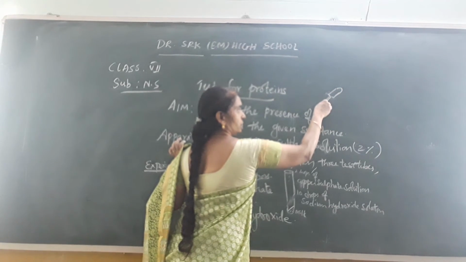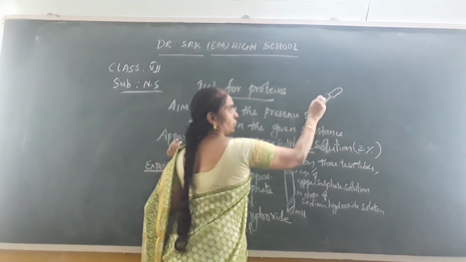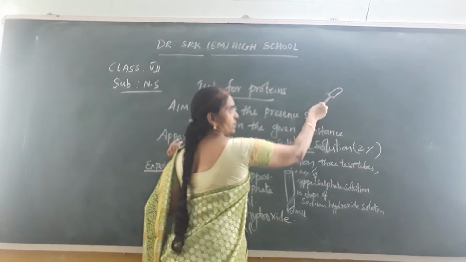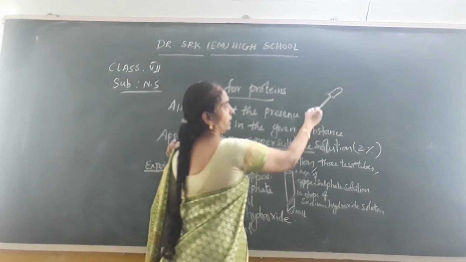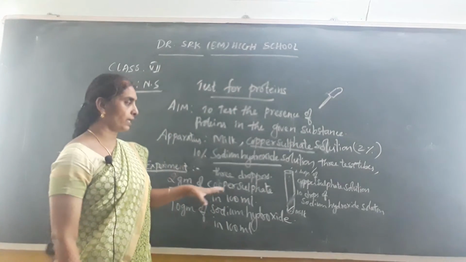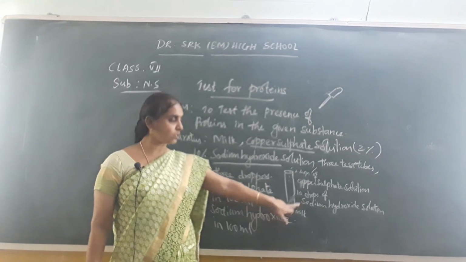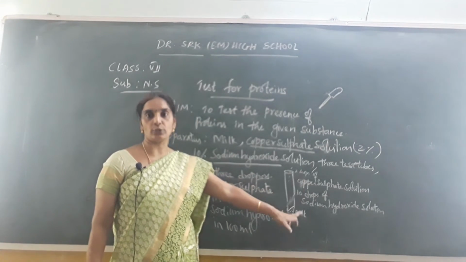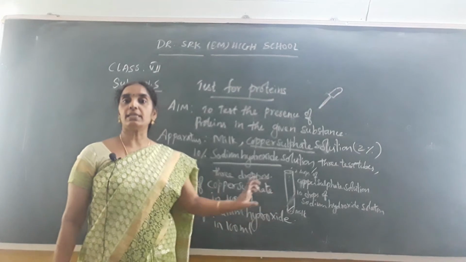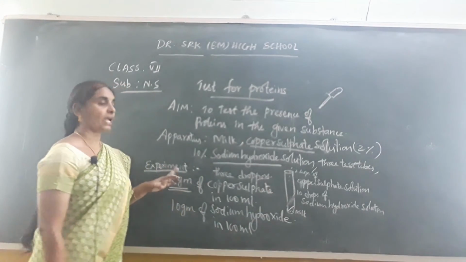This is a dropper. It will be like this. Hope you have seen in your laboratories. After reopening, you can easily see, and with the help of the dropper, you can take 2 drops of copper sulfate and add them to this solution, and 10 drops of sodium hydroxide solution you can add. Then it turns violet or purple. So that is the observation.